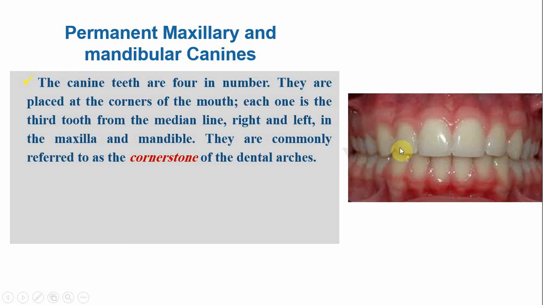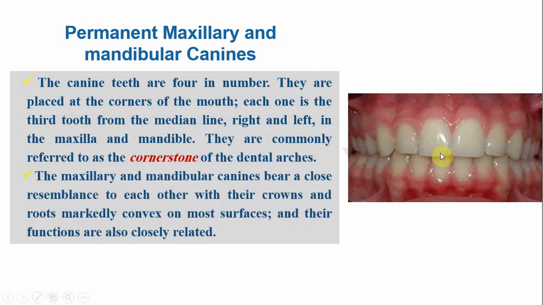Usually they are considered as the cornerstone of the dental arches due to the shape of the crown, their position in the corner of the mouth, and also the extra anchorage provided by their long, strongly developed roots. The maxillary and mandibular canine bear close resemblance to each other, with their crowns and roots markedly convex in most surfaces, so in this aspect they are much more similar to premolar than to incisor teeth.